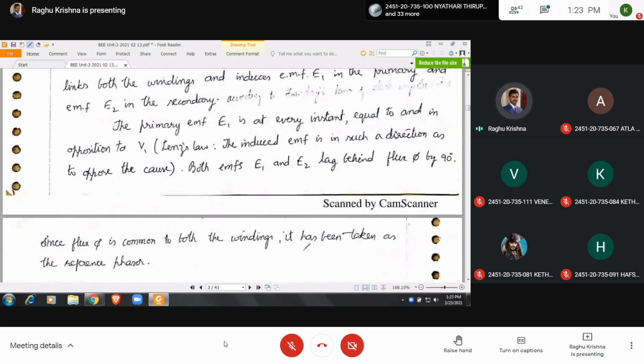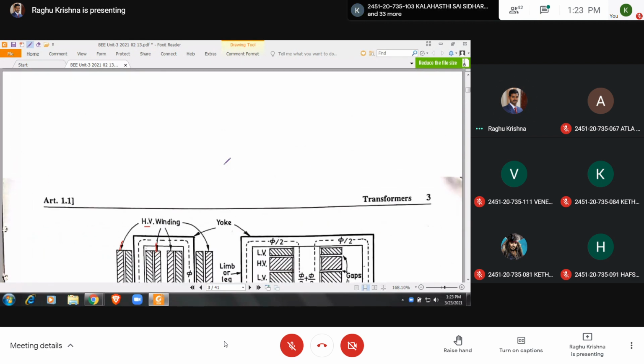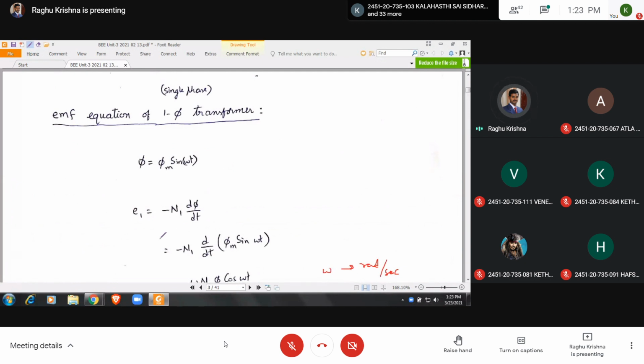Coming to one of the important short answer questions, Lenz's law. The induced EMF is in such a direction as to oppose the cause. In the EMF equation you can see that the induced EMF is opposite to the cause. That's why we take the minus sign. So what is the cause? dφ by dt.